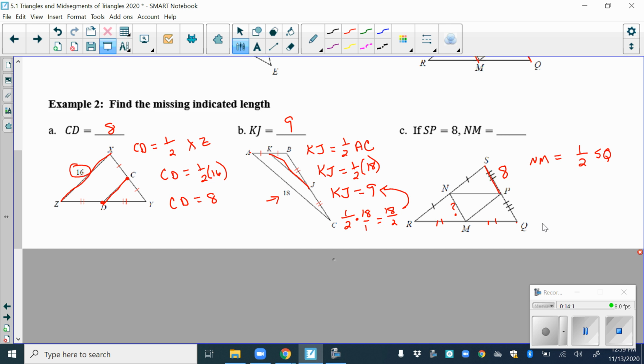Okay, well, how long is SQ? Well, if this is 8 here, from here to here has to be 8 as well. So NM is going to be equal to half of 16. Again, half of 16 is 8. Divided by 2.